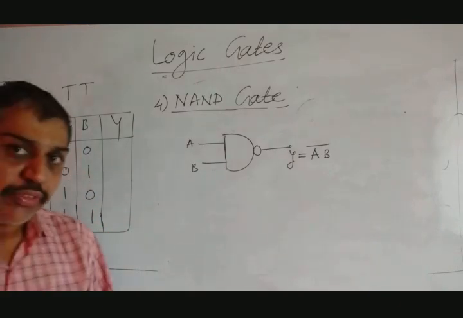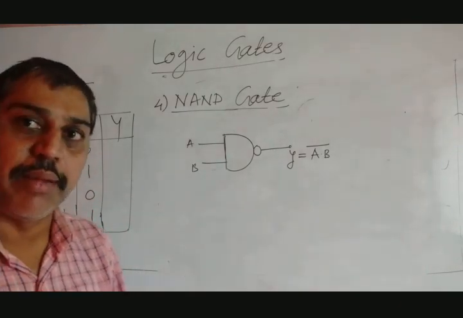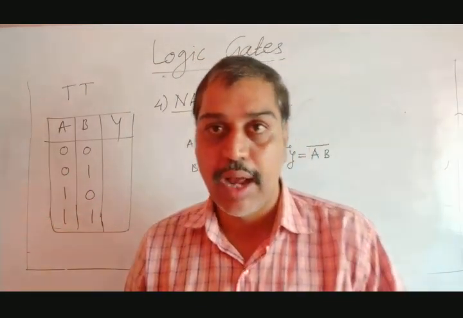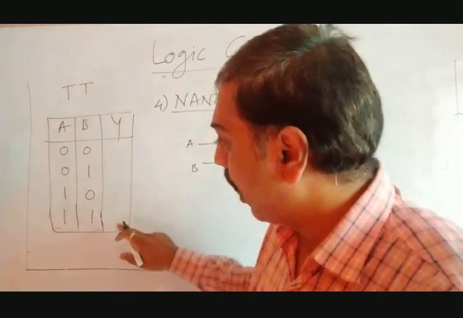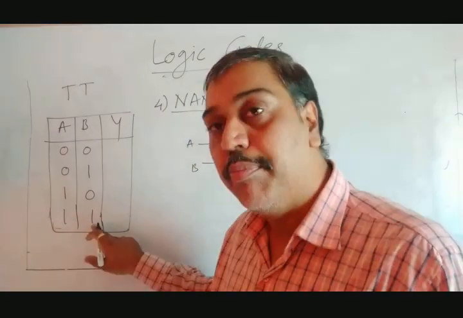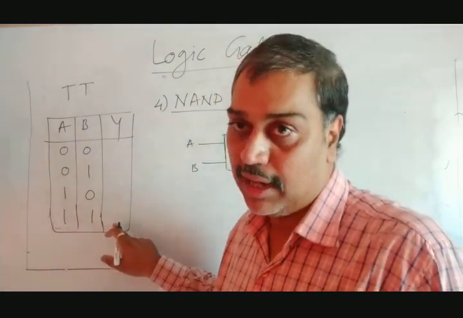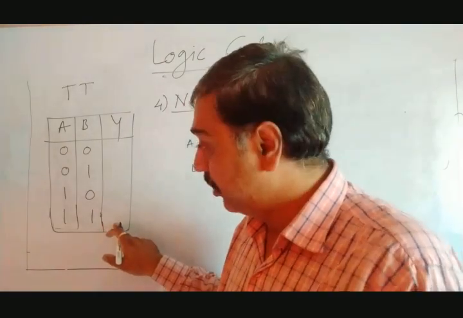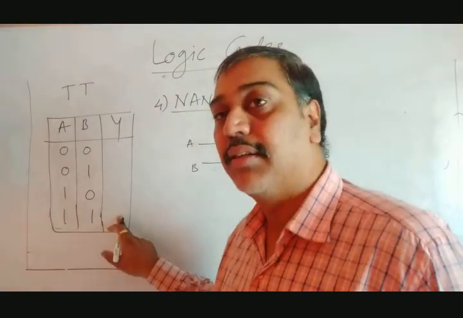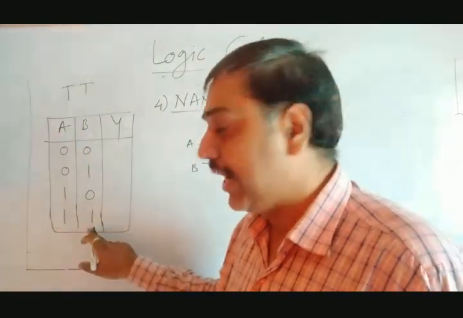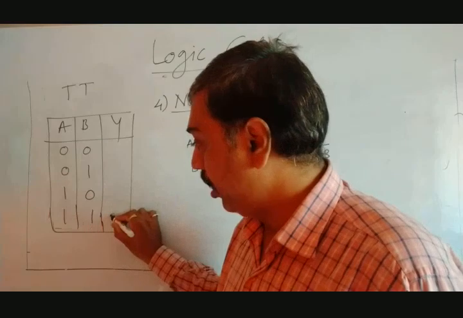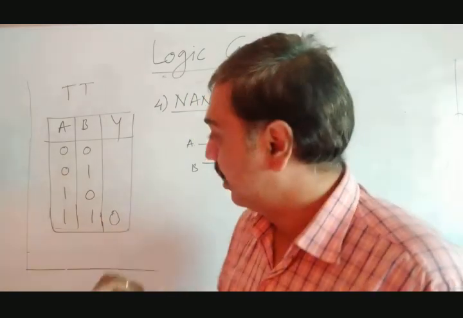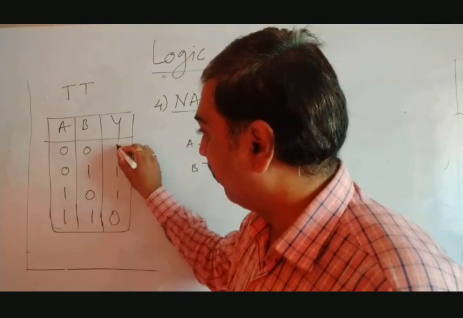Now let's see what the NAND gate truth table output is. It is exactly opposite of the AND gate. We have seen that in case of AND gate, when both the inputs are high, the output is high. That is the property of AND gate, and this does not work as an AND gate. So this NAND gate has the property that when both the inputs are high, it will give low output, exactly opposite to AND gate, and the remainings are high.